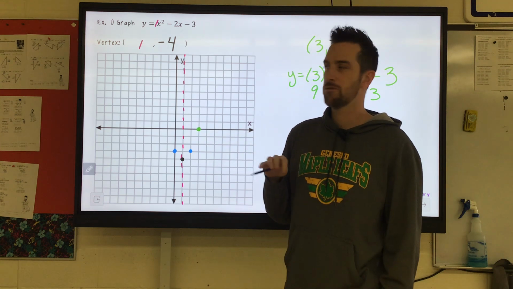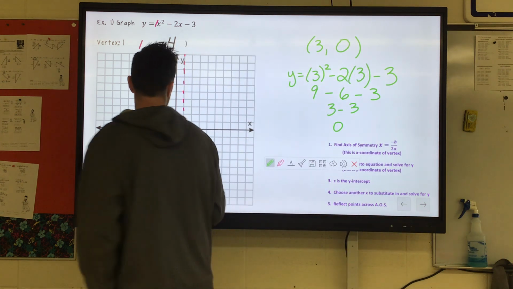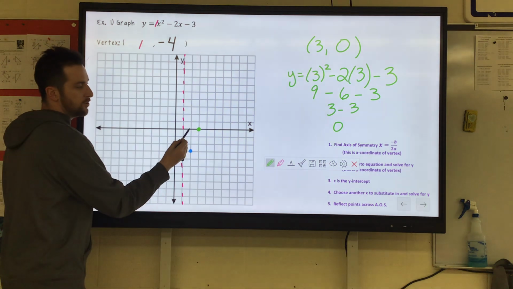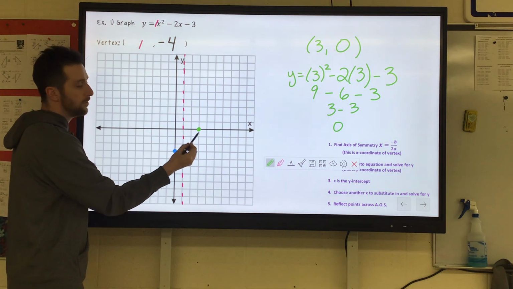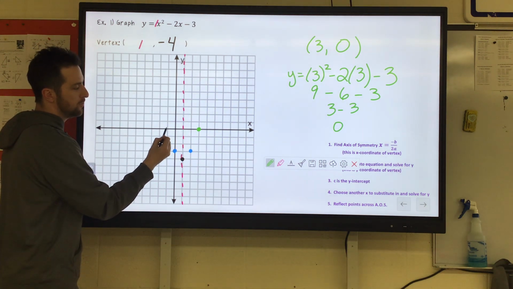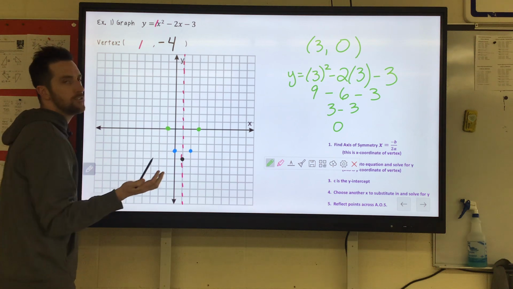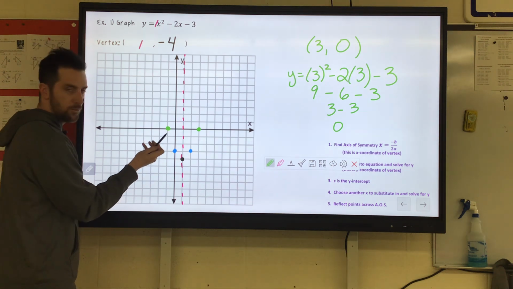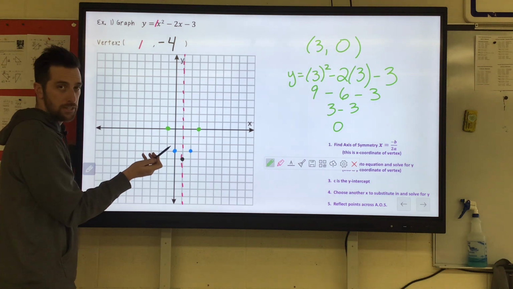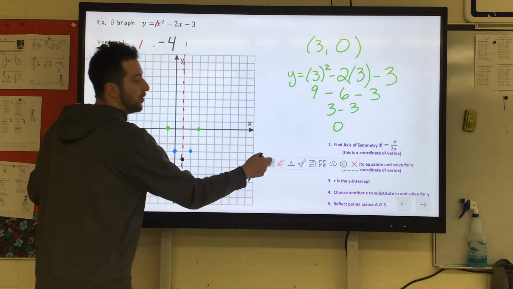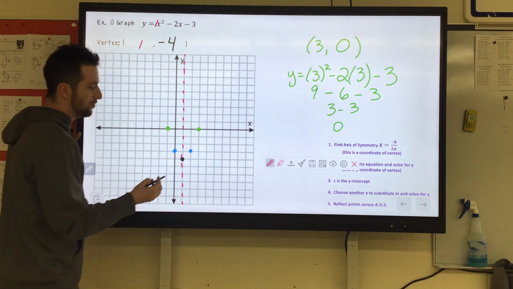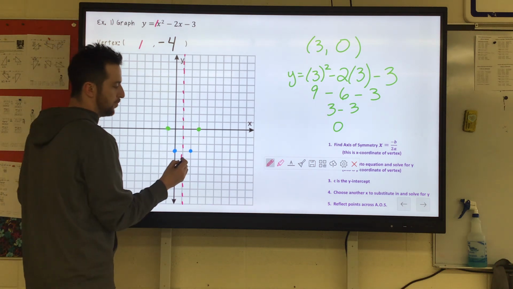And then you can always reflect that to the other side of the axis of symmetry. That point is 2 away from the axis of symmetry, so you can go 2 in the opposite direction and give yourself a free coordinate. That means if we were to put in negative 1, it's also going to come out to 0, but we don't have to do the math. That's the great thing about reflections. Now we can turn this into our parabola.